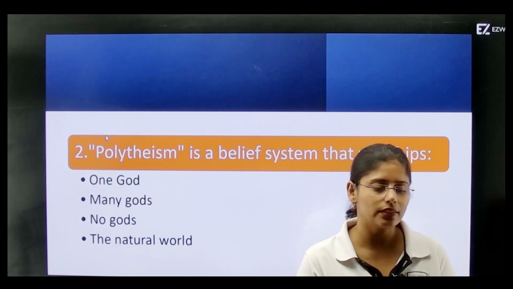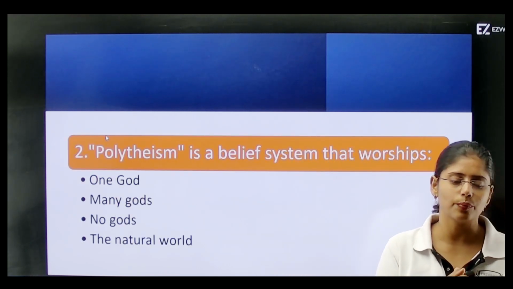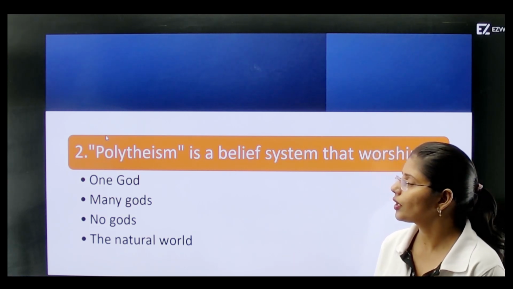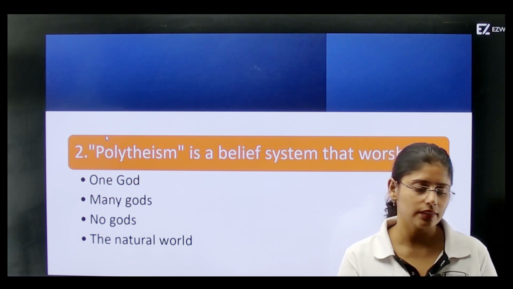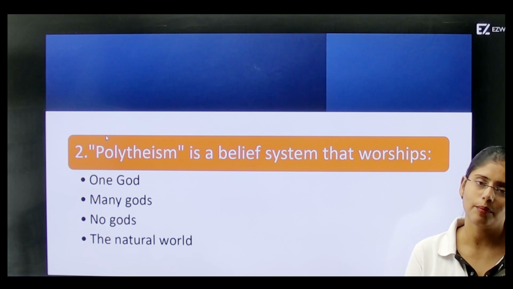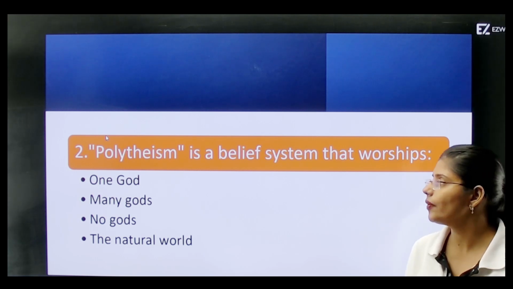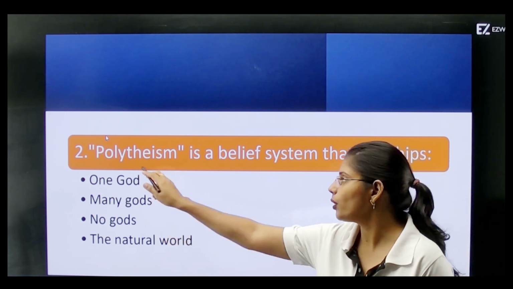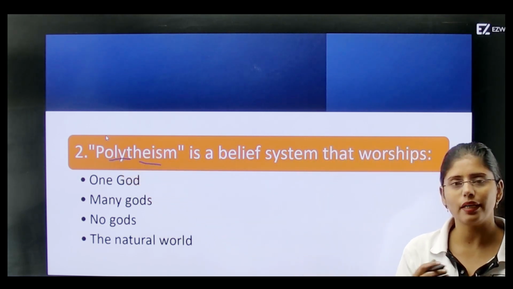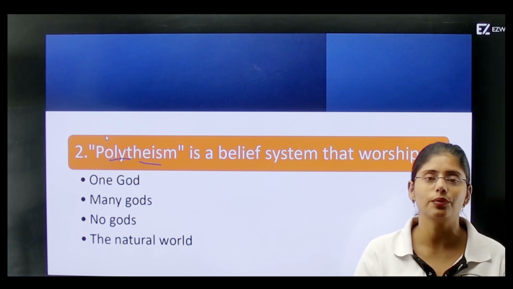The next question says that polytheism is a belief system that worships... Let's talk about the answer. Just try to answer it and we'll discuss the answer now. Poly means many. Theo means God. Combined, the answer is polytheism. Poly means many and theo means God. It means the answer will be the one who worships many gods.